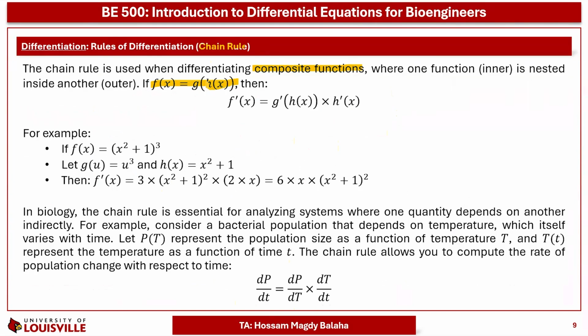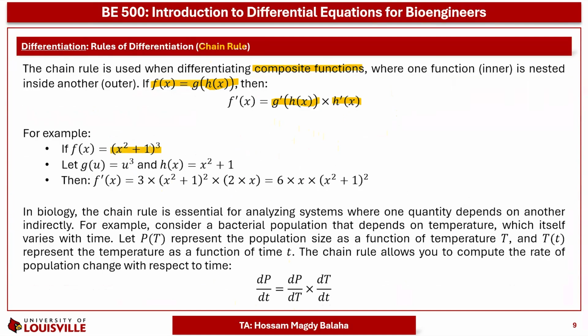So this is the inner function and this is the outer function. The derivative of that function will be the derivative of the outer function multiplied by the derivative of the inner function. So if you have three nested functions, simply apply the derivative of the outer, multiply by the derivative of the inner, multiplied by the derivative of any other inner functions.